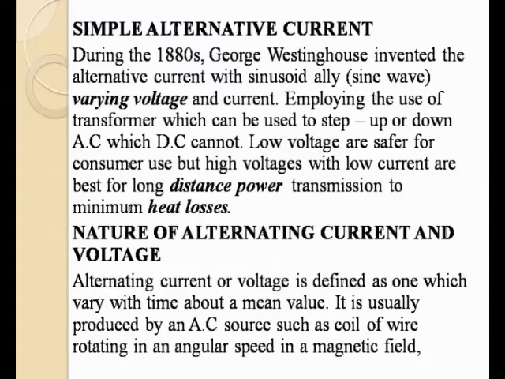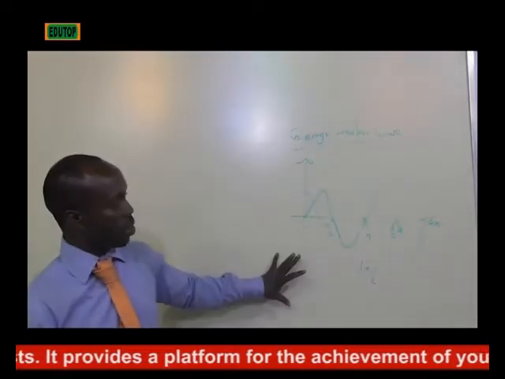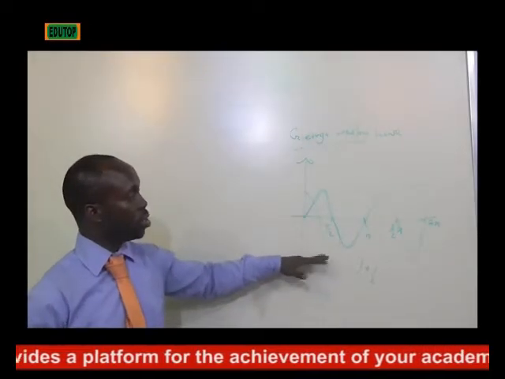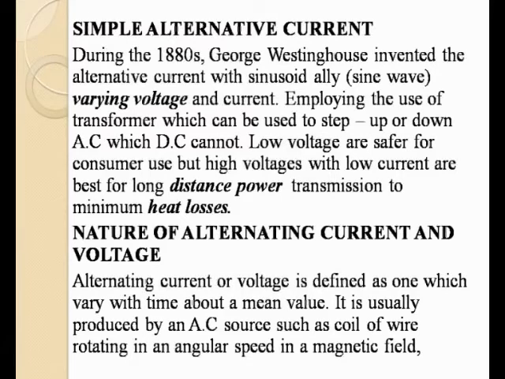Employ the use of the transformer. It can be used to step down or step up your AC, which DC cannot. You understand? It can step down, and it can also step up. Now what actually happens is that immediately you step down or you step up, you definitely obtain a DC current. You understand?